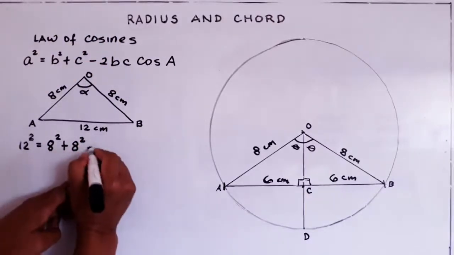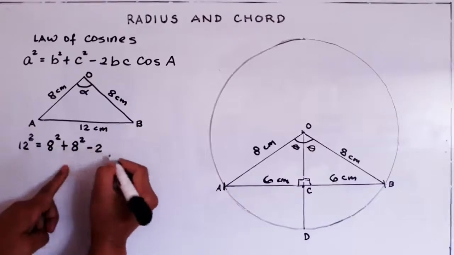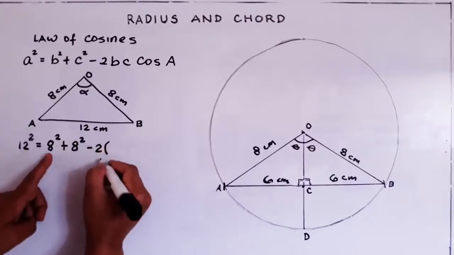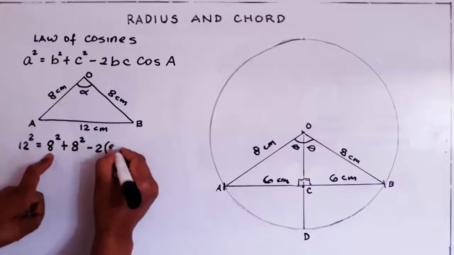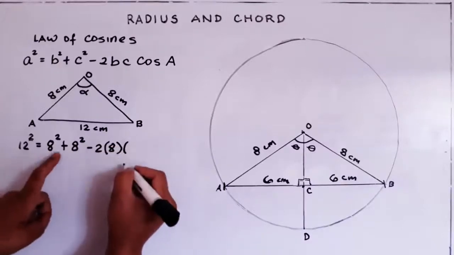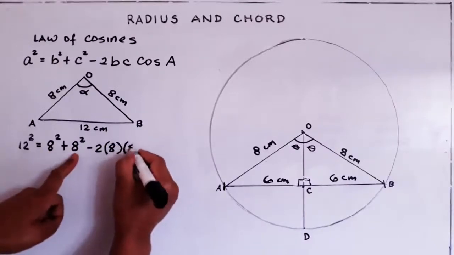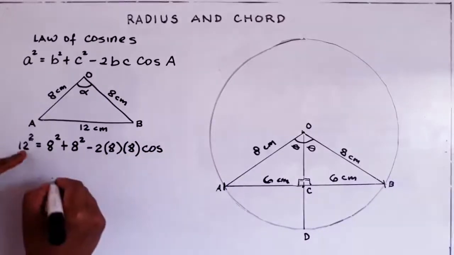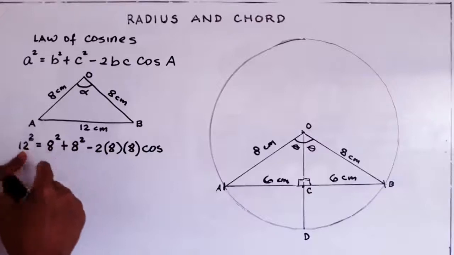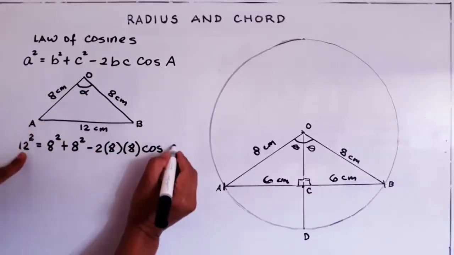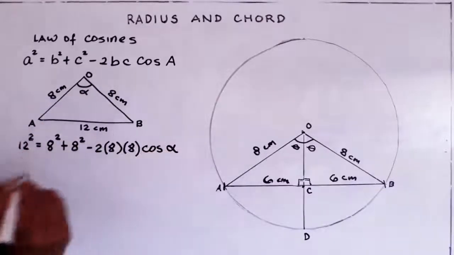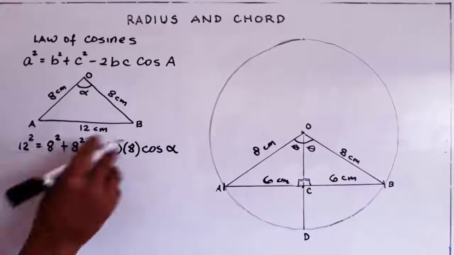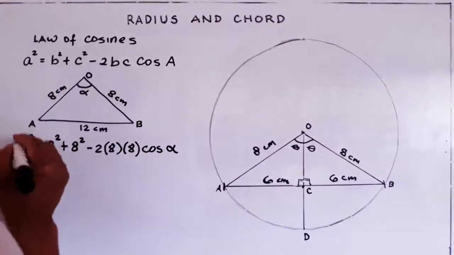Then minus, the 2 is always there. We multiply this 2 by the first one, 8, and by the second one, which is also 8, and then times the cosine of the opposite of the 12 centimeter side, which is the alpha. So we have the central angle alpha. Now we have that formula. All we need to do is just compute.